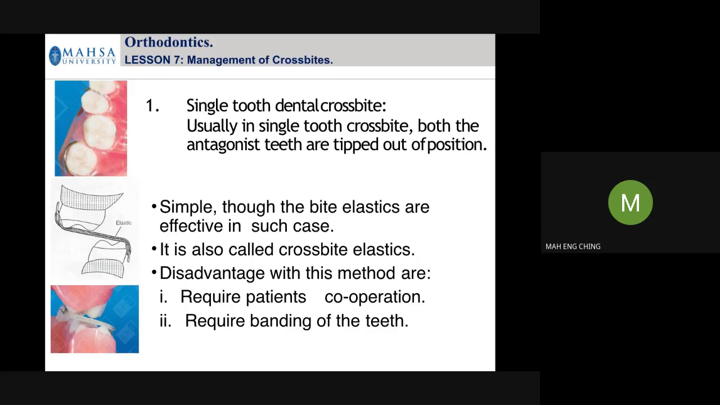The disadvantage with this method is that it requires patient cooperation. Again, you need the patient to put on the rubber band themselves, so compliance can be an issue. It also requires banding on the teeth. You need molar bands or attachments on the tooth. You can use it on the molar, but you need some attachment. A lot of the time you have to put molar bands or you have to put a bracket on the tooth surface.